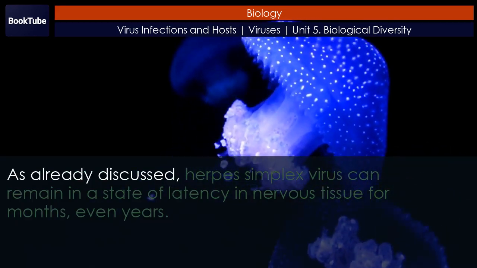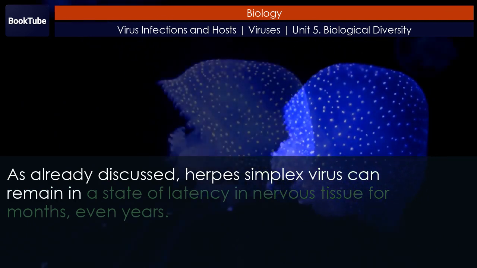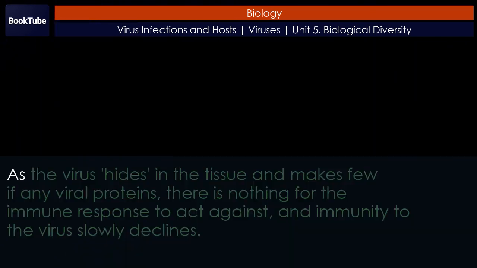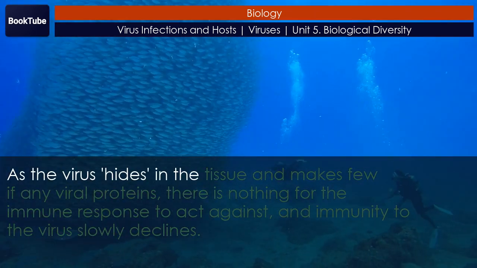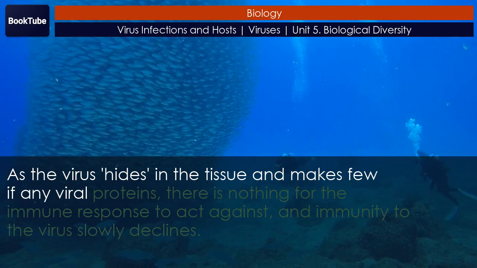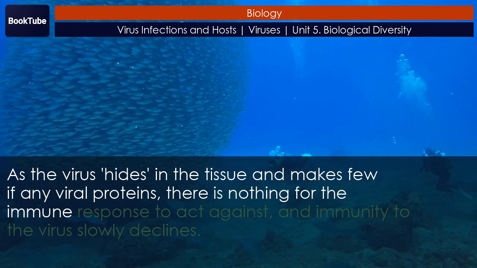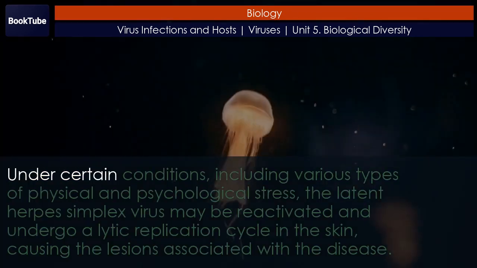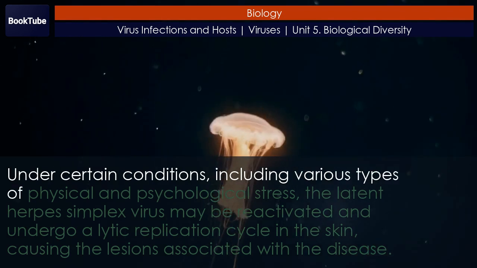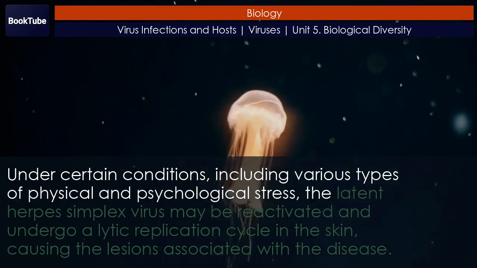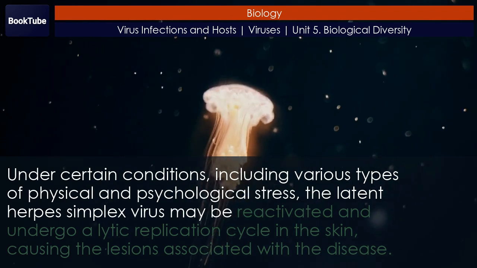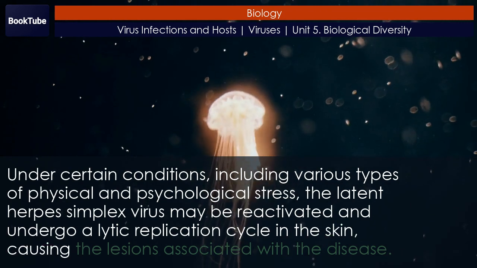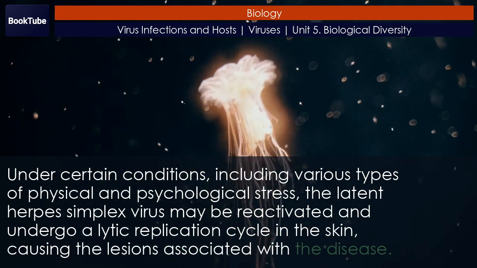As already discussed, herpes simplex virus can remain in a state of latency in nervous tissue for months, even years, as the virus hides in the tissue and makes few if any viral proteins. There is nothing for the immune response to act against, and immunity to the virus slowly declines. Under certain conditions, including various types of physical and psychological stress, the latent herpes simplex virus may be reactivated and undergo a lytic replication cycle in the skin, causing the lesions associated with the disease.